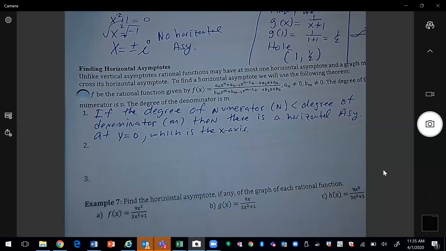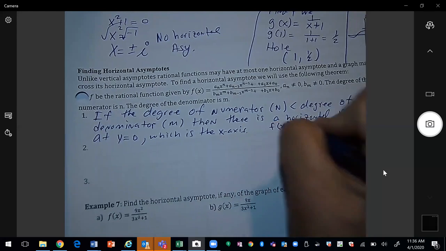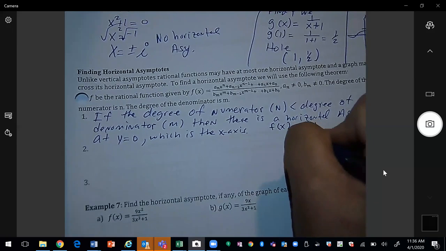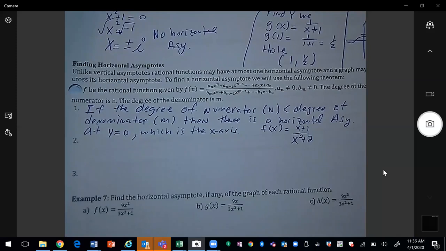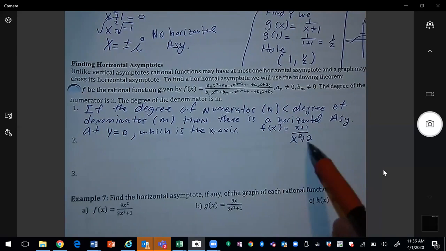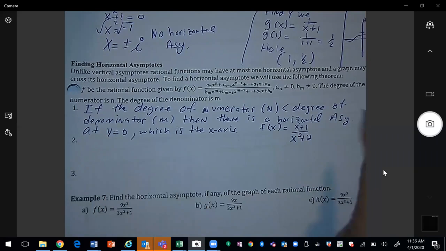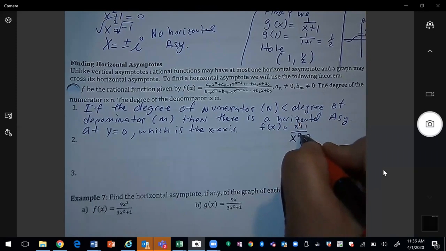Okay, so this is what I mean by this statement. Let's say you have a function f of x equals x plus 1 divided by x squared plus 2. To find the horizontal asymptote, we need to look at the degree of the numerator and the degree of the denominator. If the degree of the numerator is less than the degree of the denominator, then it's going to automatically have an asymptote at y equals 0. So the degree of x here is 1, and the degree of x here is 2.